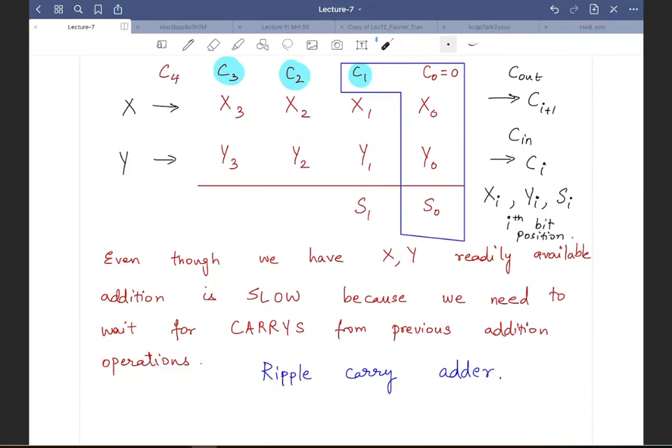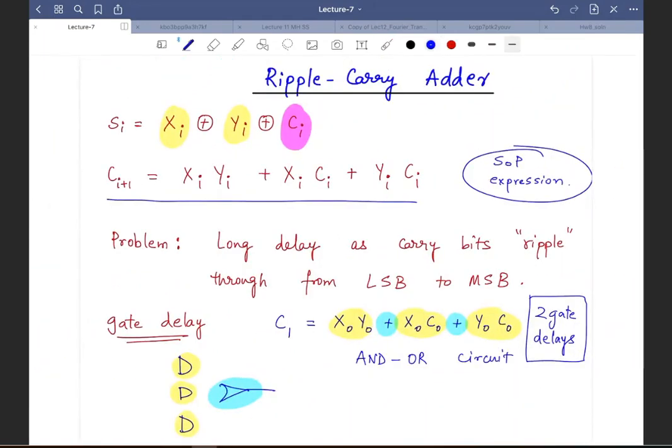Alex says 8. So I'm going to add up like this. You see, 2 gate delays, 4, 6, 8. So there should be 8 gate delays involved for 4-bit addition. 8 gate delays. This is only for carry, by the way, right?